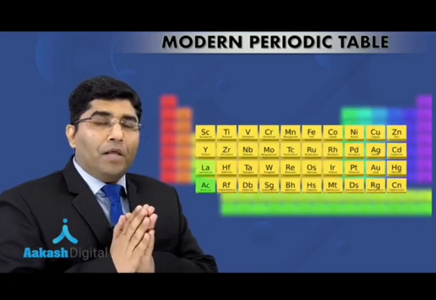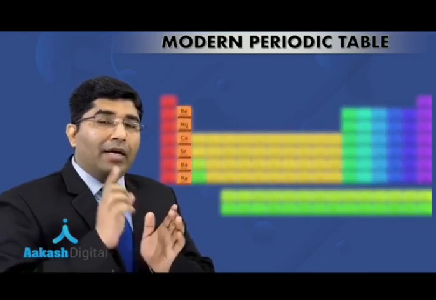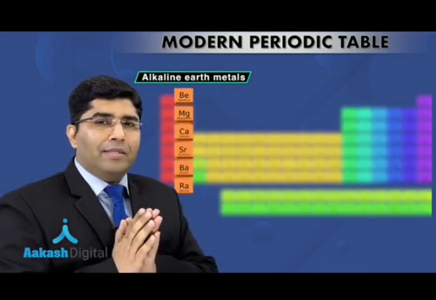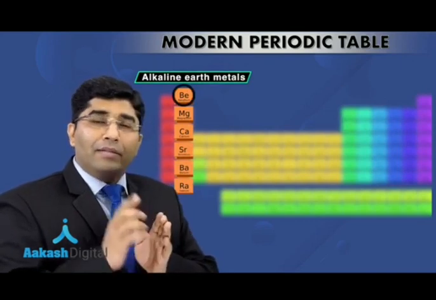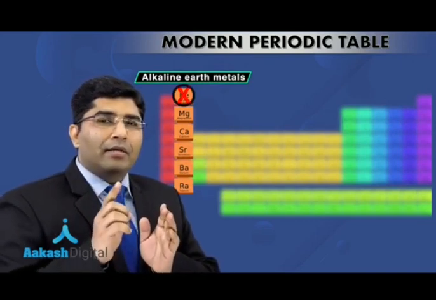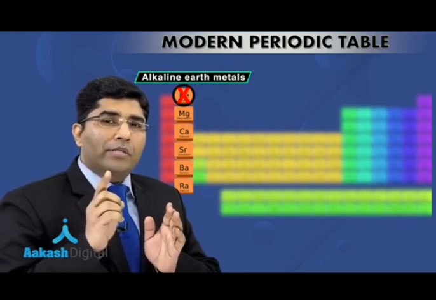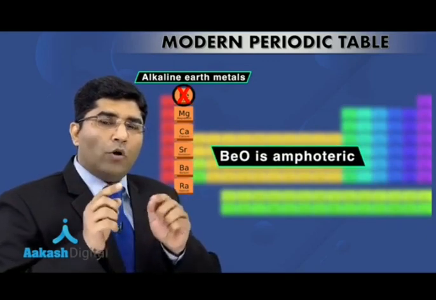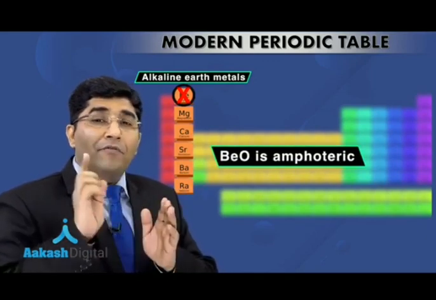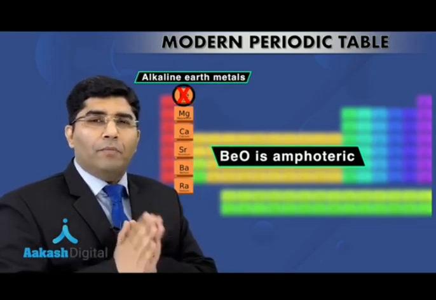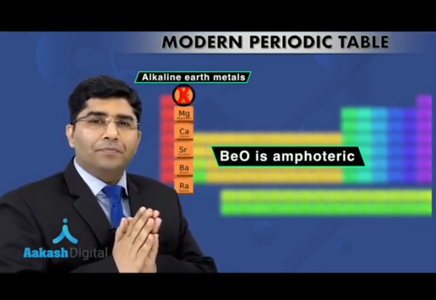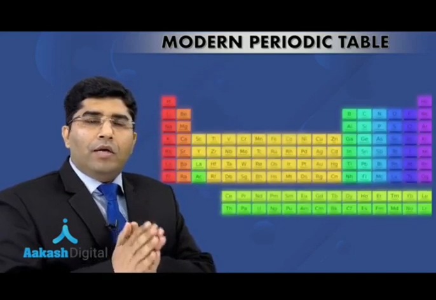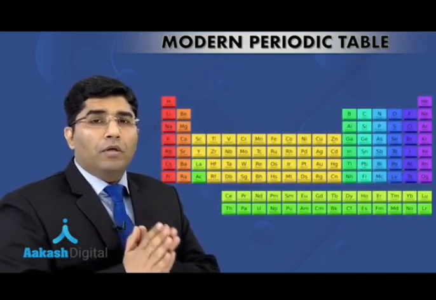And one more thing I want to tell you, in case of alkaline earth metals, that beryllium is not considered as alkaline earth metal because BeO, its oxide, is amphoteric. That you have to keep in mind, right guys? So this was the whole about the Modern periodic table.